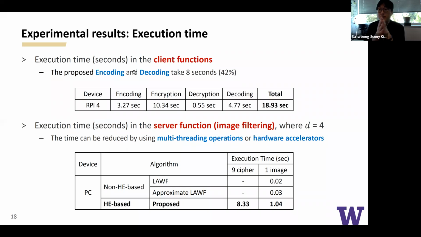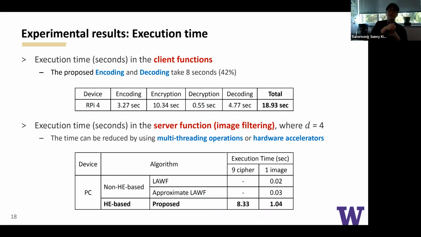And on this slide, execution time results are shown. First, let's talk about the execution time on the client side, client functions working on the Raspberry Pi board. In total, the client functions take 19 seconds. In particular, encryption accounts for 55%. And encoding and decoding related to one of our contributions take about 8 seconds, which accounts for 42%.